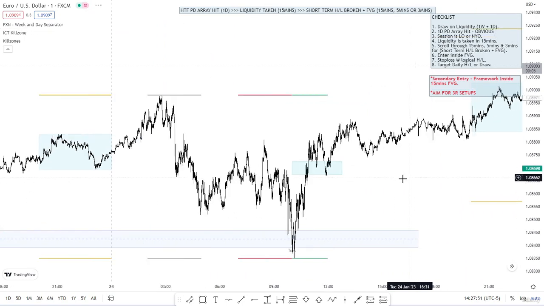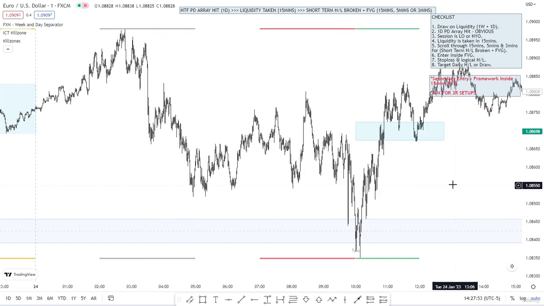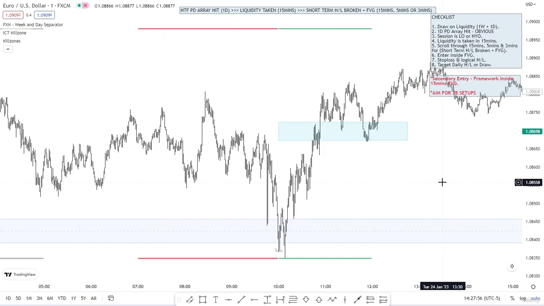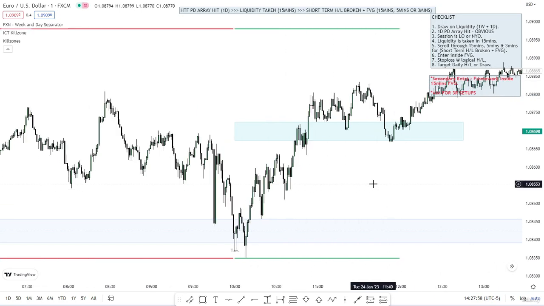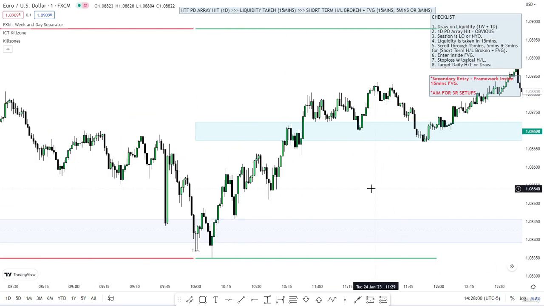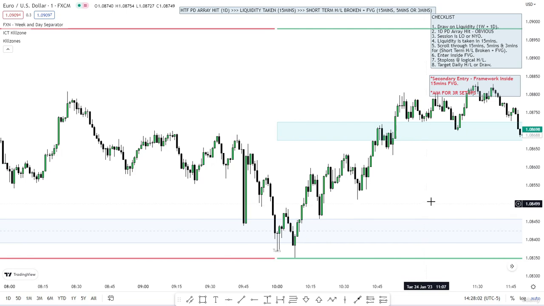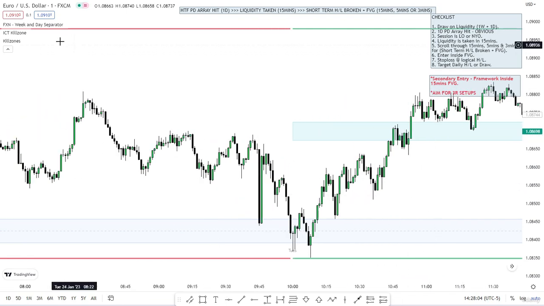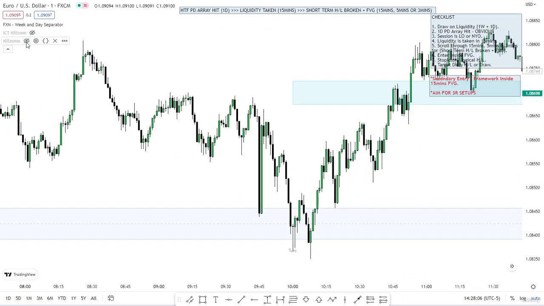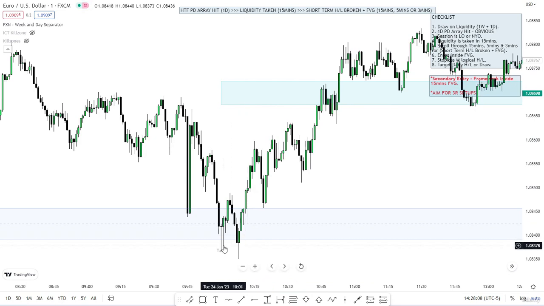Actually, I like the 1 minute on this, in this instance, not always, just in this instance. Look. This is why I was saying I like the 1 minute here. Let's disable that. Look at that entry. Beautiful entry.